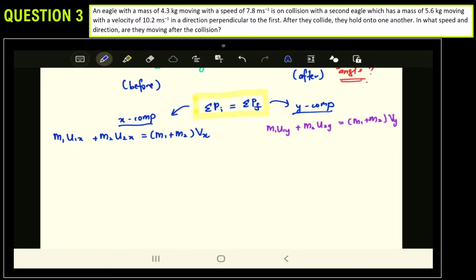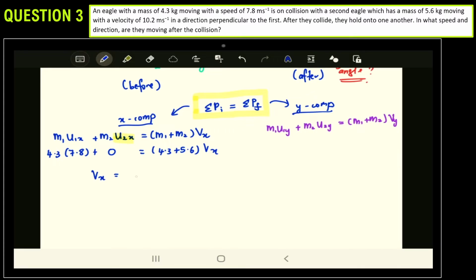So M1 U1x, tengok pada soalan, betul tak U1 bergerak in X component? Yes, kita lukis tadi betul. So we just substitute. M1 is 4.3, U1x is 7.8, but U2x is 0. Kenapa U2x is 0? Because U2 is not moving in X component. Initially, pada awalnya, U2 is moving in Y component. So it's equal to 0, and this one is 4.3 plus 5.6 Vx.